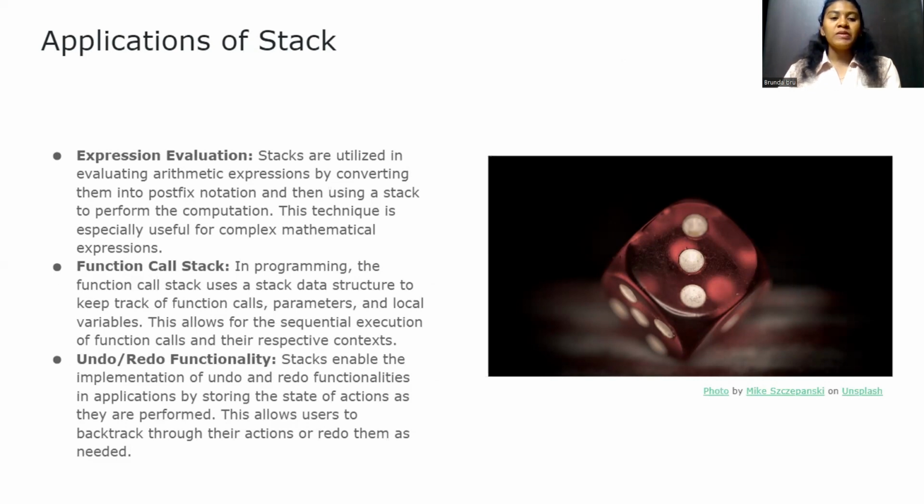Function call stack. In programming, the function call stack uses a stack data structure to keep track of function calls, parameters, and local variables. This allows for the sequential execution of function calls and their respective contexts. Undo redo functionality. Stacks enable the implementation of undo and redo functionalities in applications by storing the state of actions as they are performed. This allows the user to backtrack through their actions or redo them as needed.